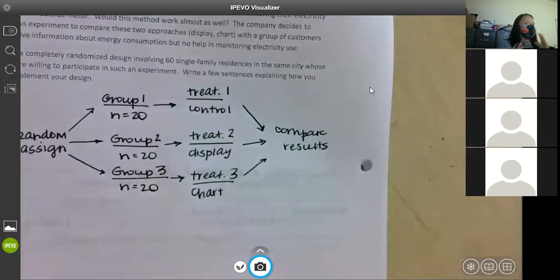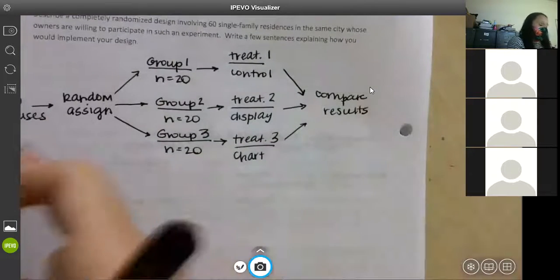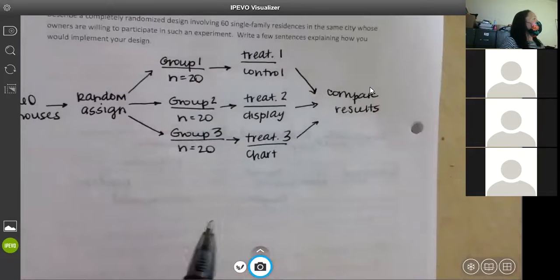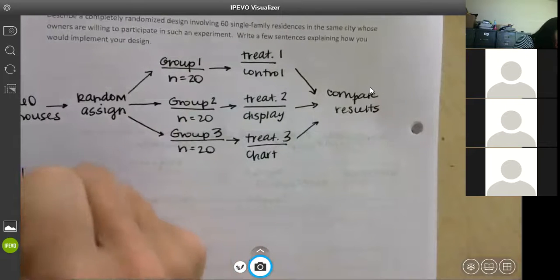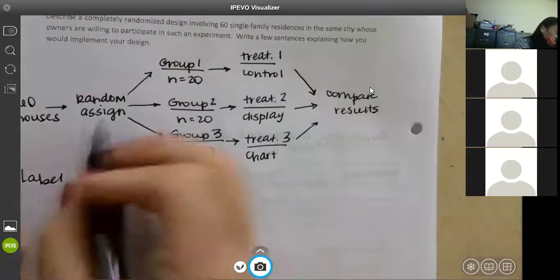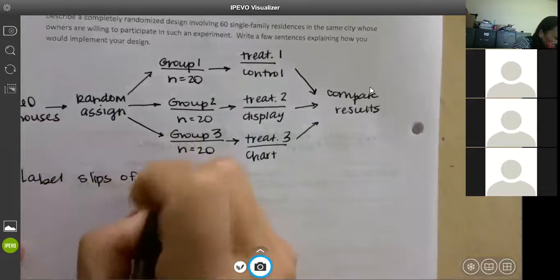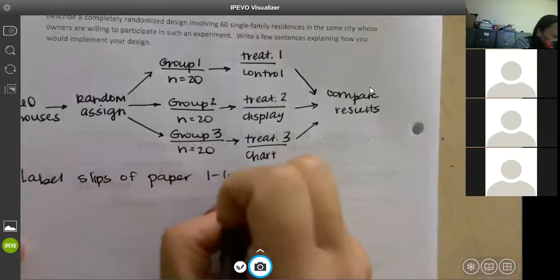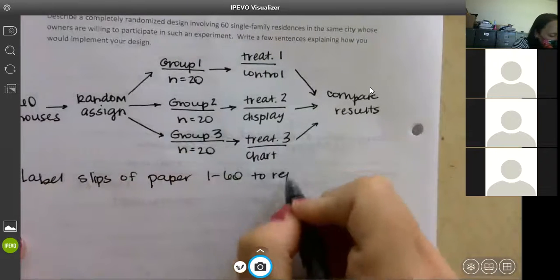Your design should be made up this way every single time. It says, write a few sentences explaining how you would implement your design. So you're just writing about this design. So how would you randomly assign 60 houses? You can pick either of the 3 methods. I'm going to pick the hat method just because you guys are really good at that. It's really easy. So label slips of paper one through 60 to represent houses.